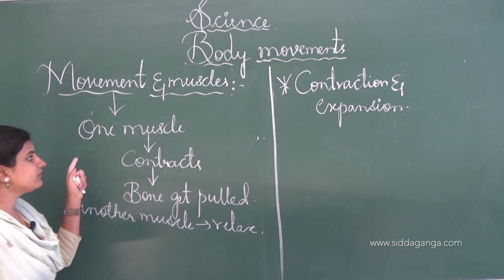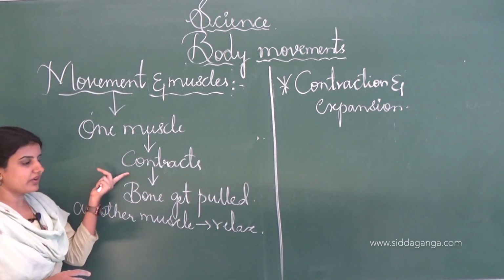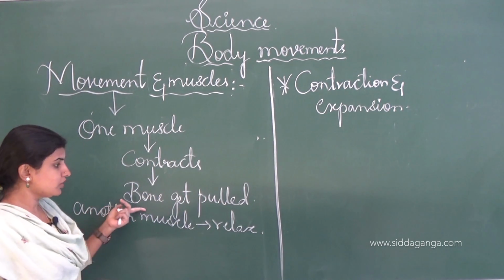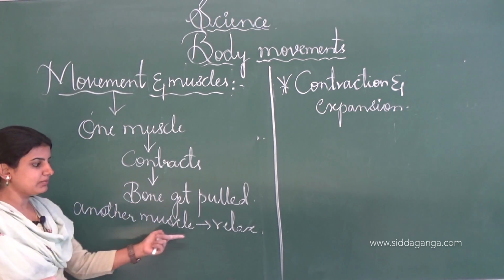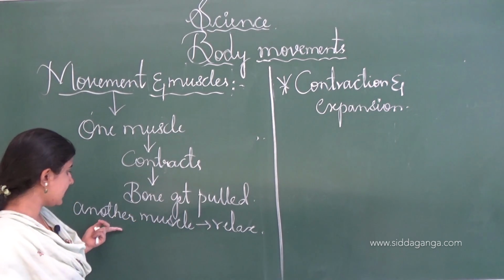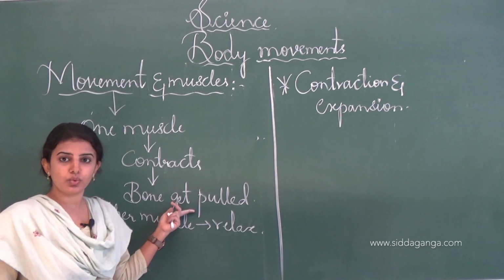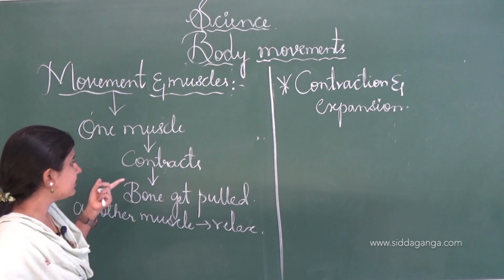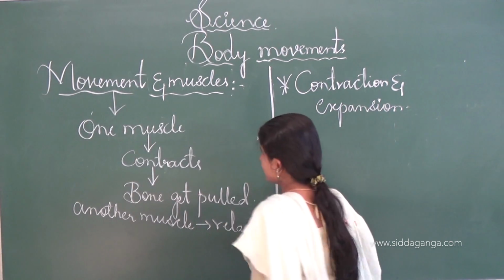Consider, if we stretch our hand, one muscle is contracted and thereby the bones get pulled, and another muscle becomes relaxed. When the relaxed muscle contracts again, the bones come back to the original position, and thereby expansion takes place. I will write on the board.